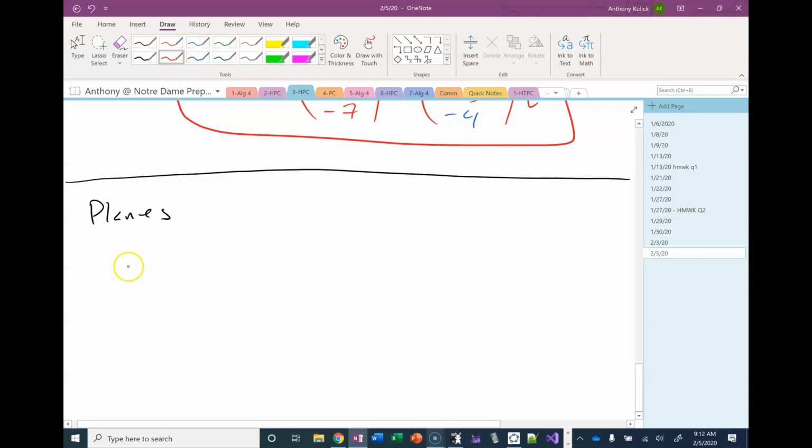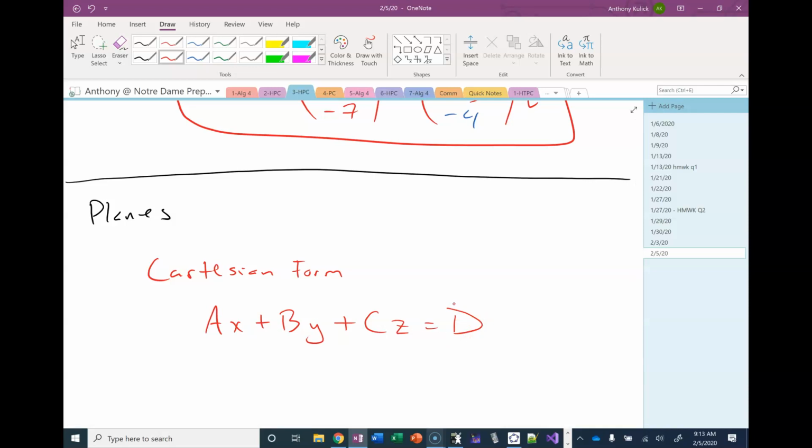So one way to write the equation for a plane is called the Cartesian form. This is ax plus by plus cz is equal to d, where those coefficients a, b, c, and d are all integers.